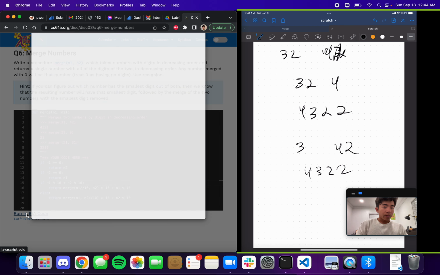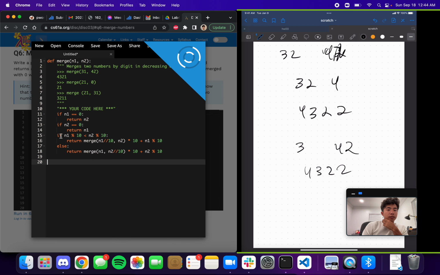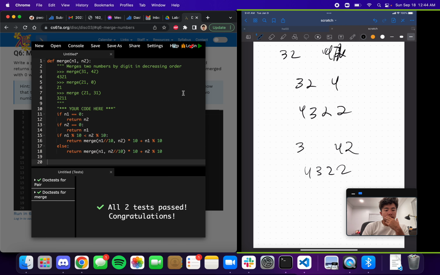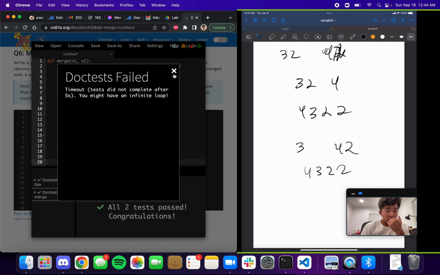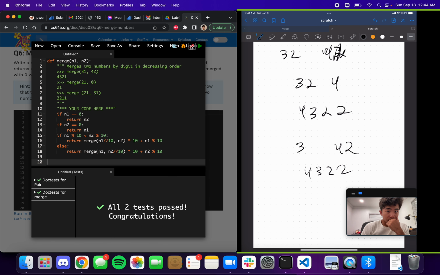But yeah, if we were to run this, hopefully it works. Hopefully I didn't mess up. Okay, I think I just clicked it twice. But yeah, so this is the solution to merge.